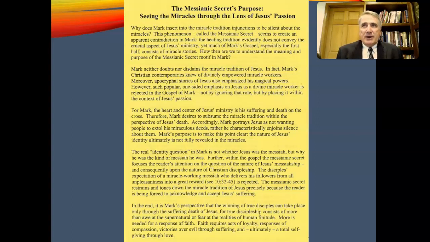So sort of this simplistic understanding about what it means that he has proclaimed the coming of the kingdom of God. It's not a prosperity gospel that he's come to announce. The messianic secret restrains and tones down the miracle tradition of Jesus precisely because the reader is being forced to acknowledge and accept Jesus' suffering. In the end, it is Mark's perspective that the winning of true disciples can take place only through the suffering and death of Jesus. Okay? For true discipleship consists of more than just awe at the supernatural or fear at the realities of human finitude. More is needed for the response of faith. Faith requires acts of loyalty, responses of compassion, victories over evil through suffering, and ultimately a total self-giving through love.